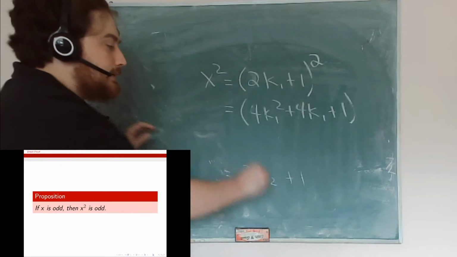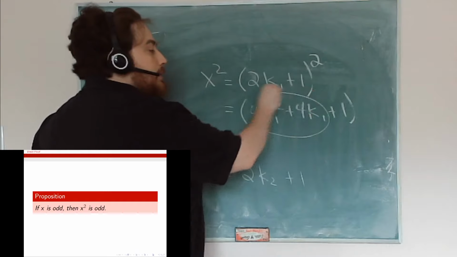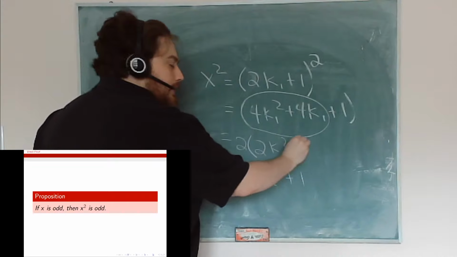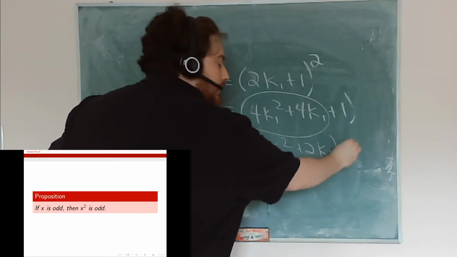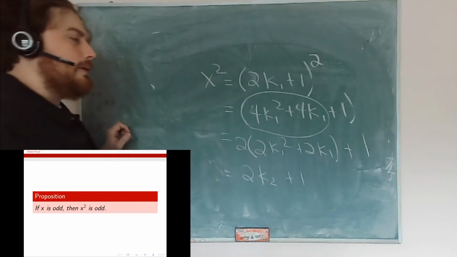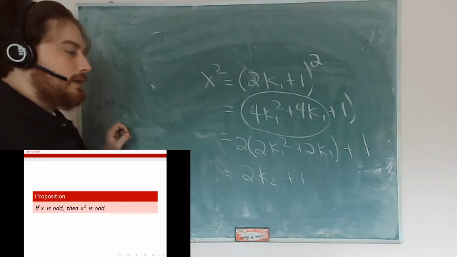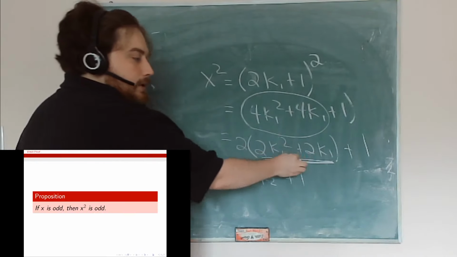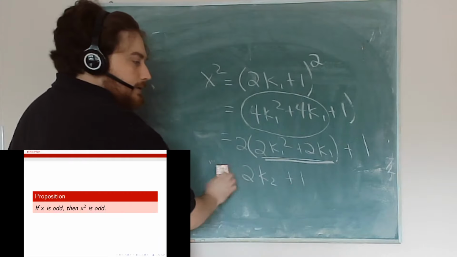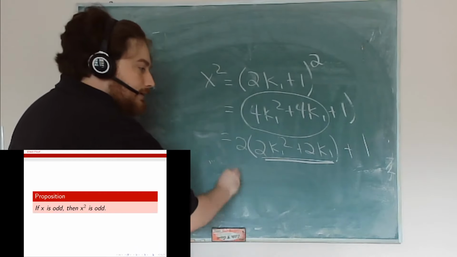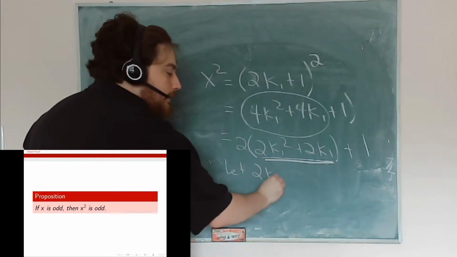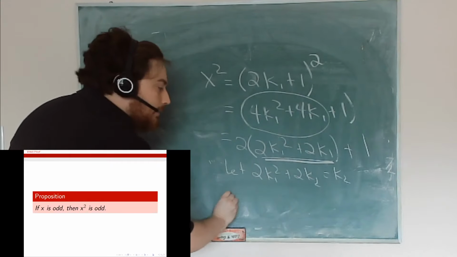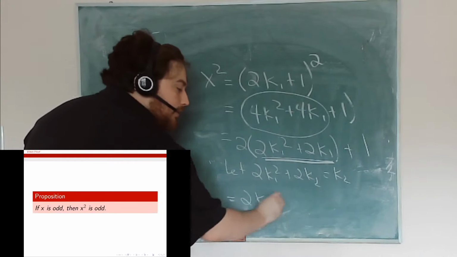Well, what happens here is, if I look at this portion, I can factor out a 2. So I get 2 times 2k1 squared plus 2k1. And then I'm going to leave the plus 1 off to the side. And you'll notice that this is just 2 times an integer squared plus 2 times an integer. So this is just an integer. So if I let 2k1 squared plus 2k1 equal k2, then we get that this is just 2k2 plus 1.